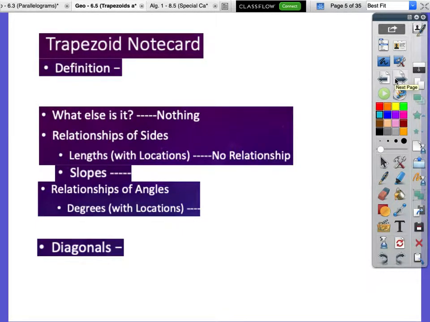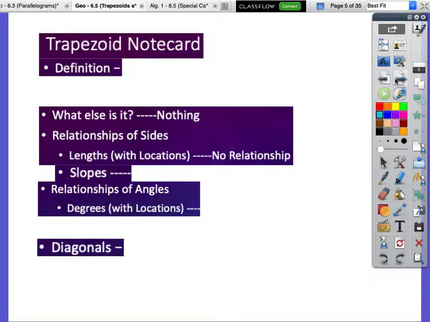Relationships of sides. There is no relationship. Is it okay if I put all lengths are not congruent? Okay, no congruent lengths. So, just no congruent lengths, there's no relationship. We don't know anything about the lengths of a trapezoid.